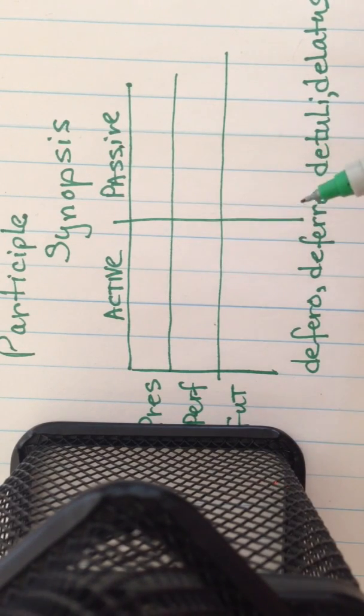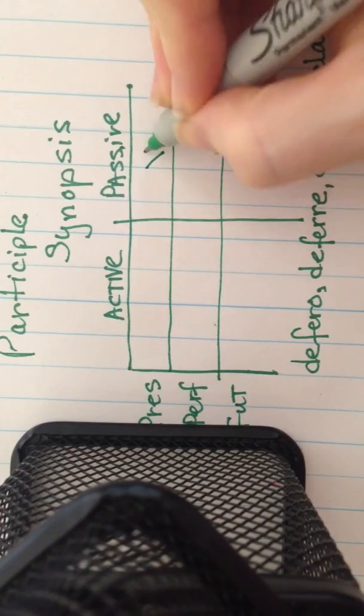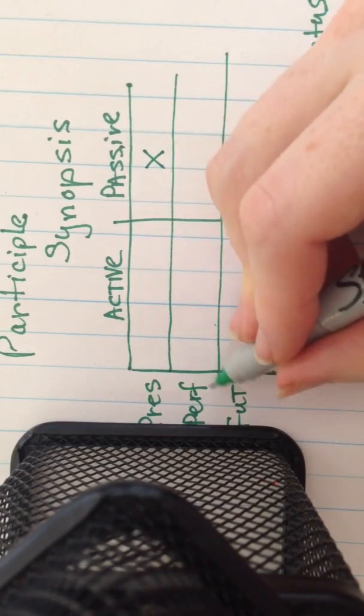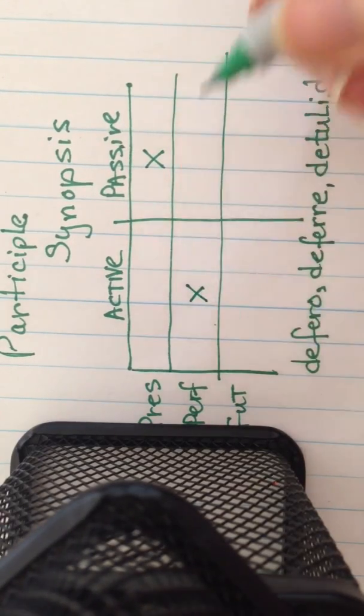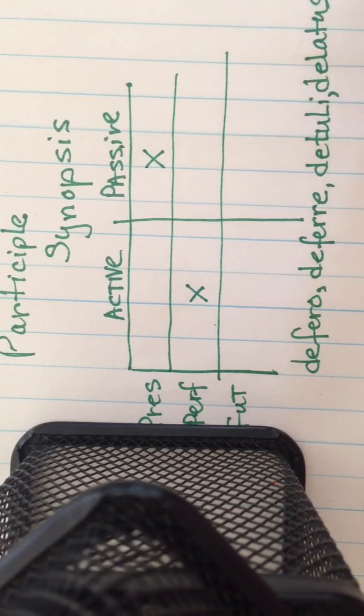First, it's important to note that there are two participles that do not exist. There's no present passive participle, and there's technically no perfect active participle. Deponent verbs are a little different, but it'll still be the same form as the perfect passive.